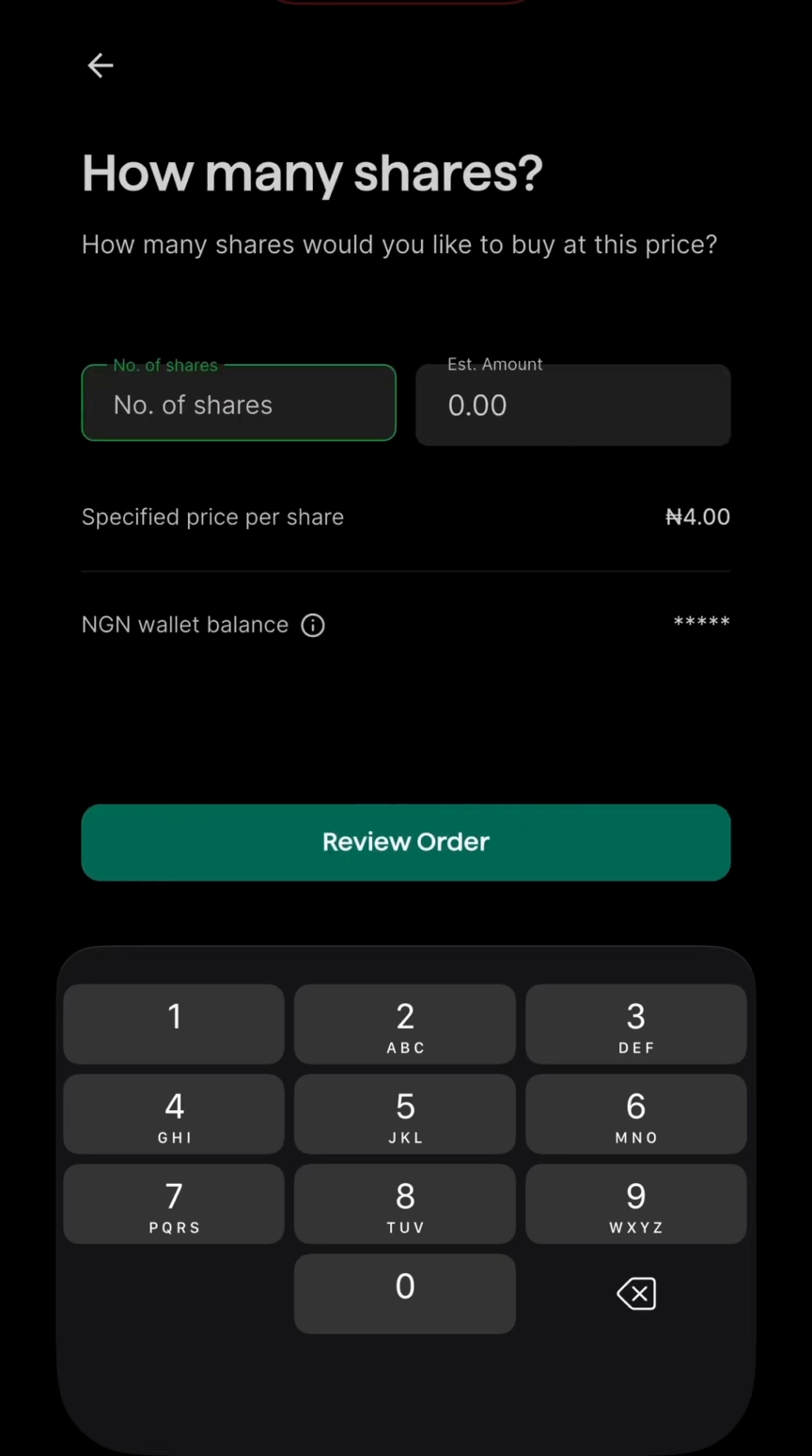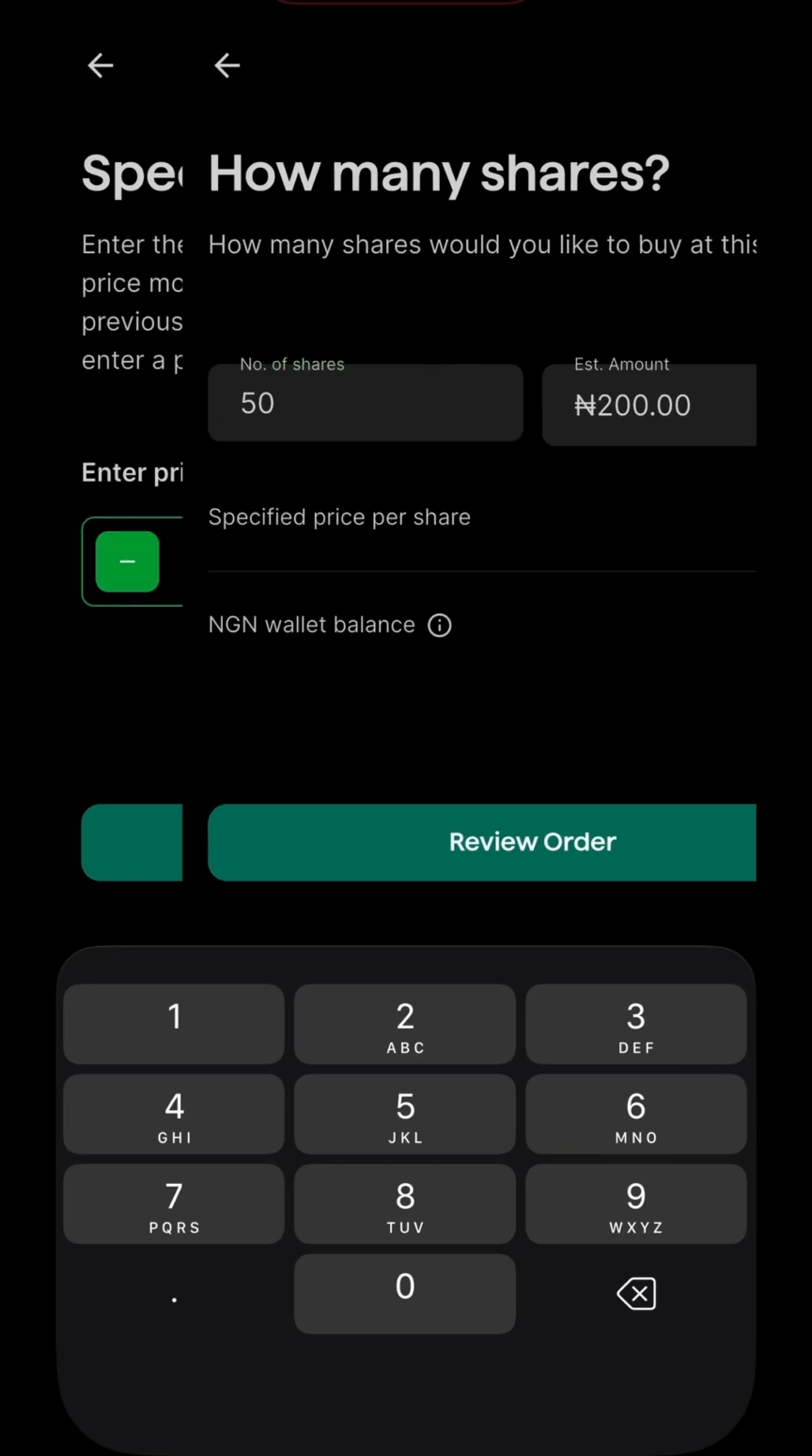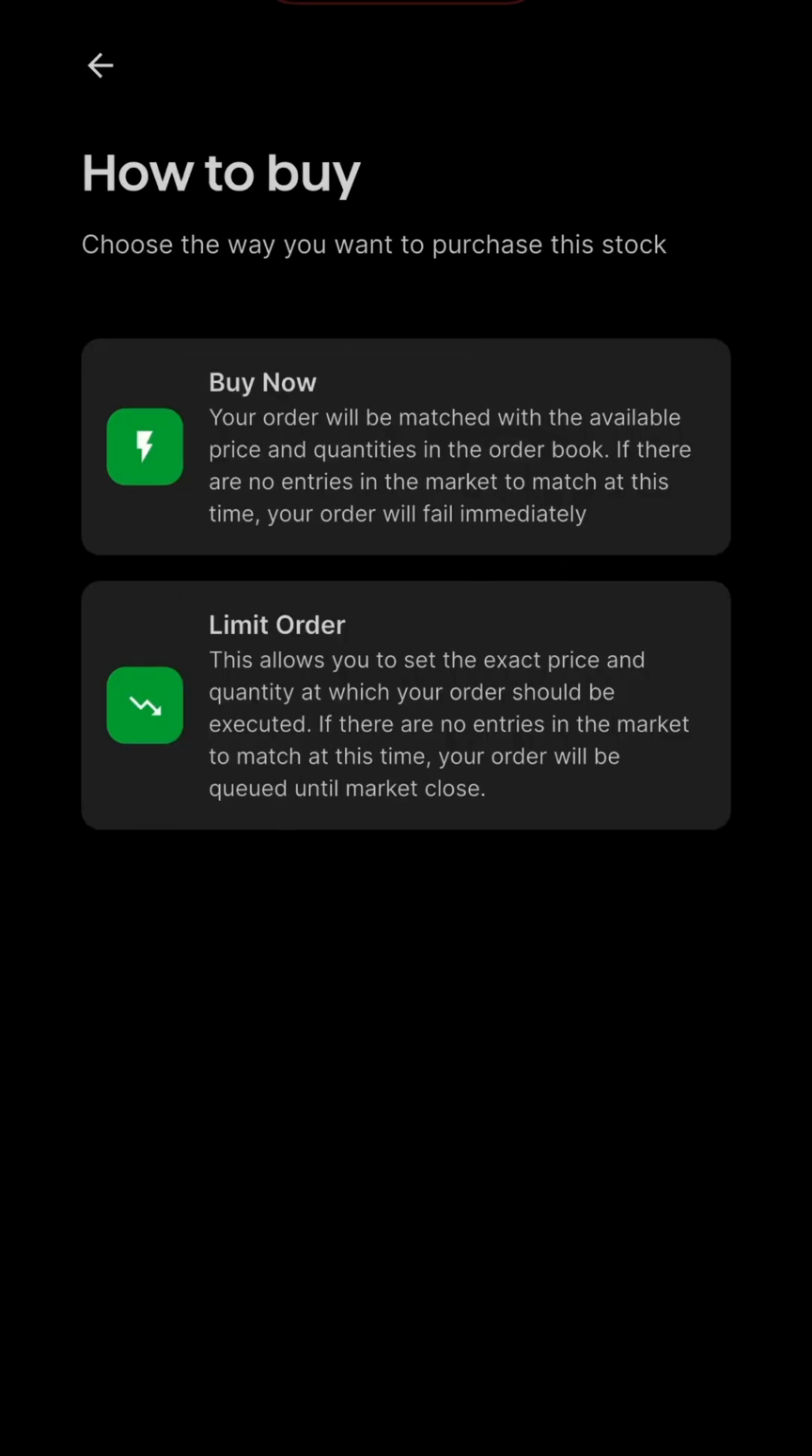If you click on proceed, you now need to fill in the number of shares you want to get. So let's say you want to get 50 shares of this particular stock at that particular price, and then you've been given an estimated amount, which is 200 naira. So then you proceed. So let's look at the instant order, buy now.